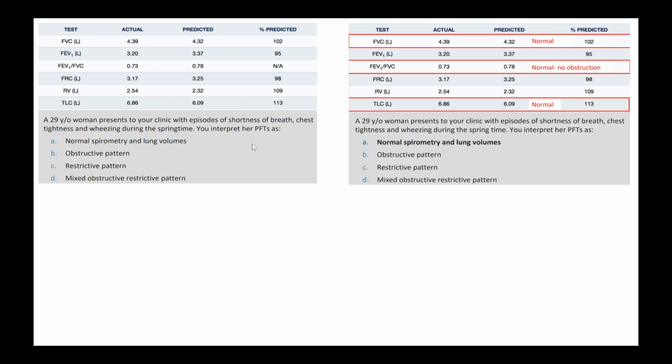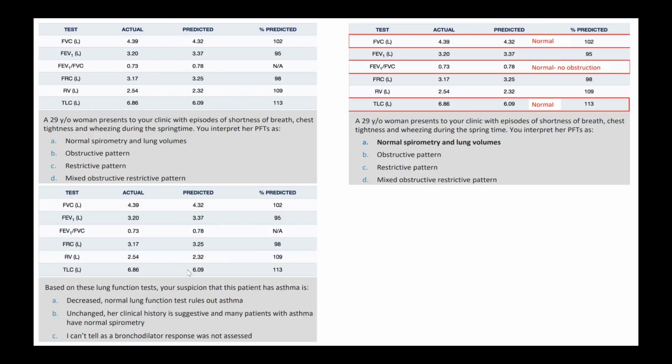Okay, so don't think that it will always be a pathological condition which will be given. If the predicted and actual values are almost matching each other, you can boldly say it is a normal pulmonary function test. Okay. Yes, sir. Now this is another.